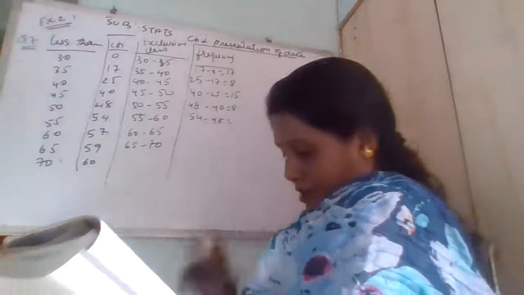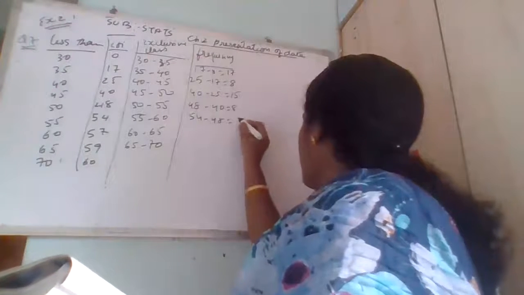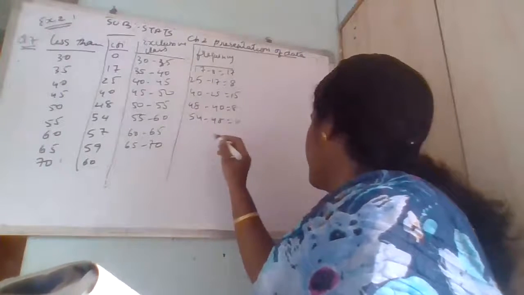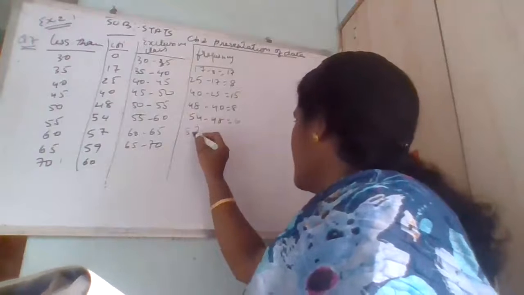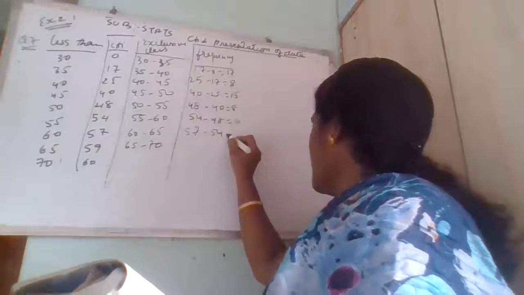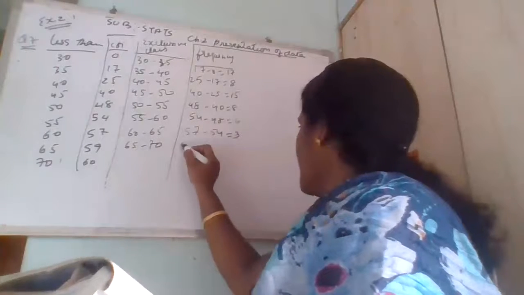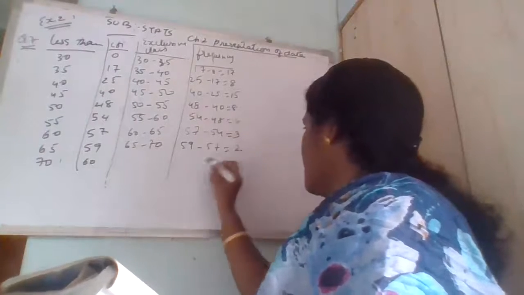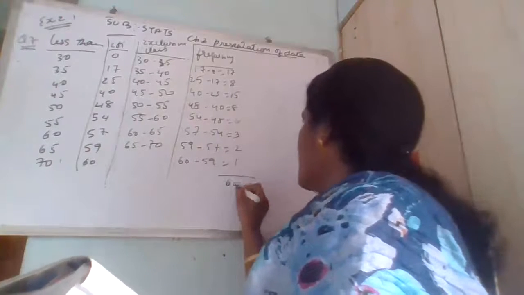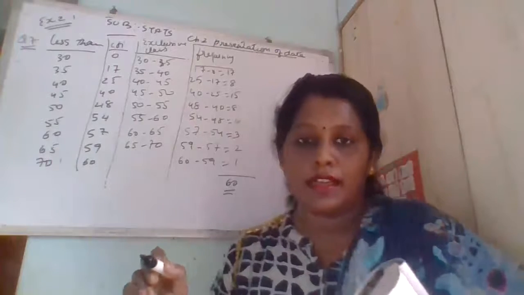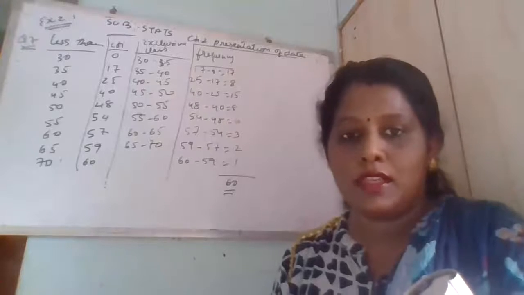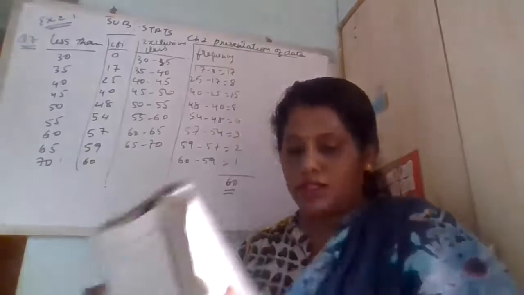56 no, 6. Then 54 minus 57 minus 54, 3. Then 59 minus 57, 2. 60 minus 59, 1. The total always comes to 60. Right? So this is the way you have to find your seventh sum. Okay, now let's see our eighth question.